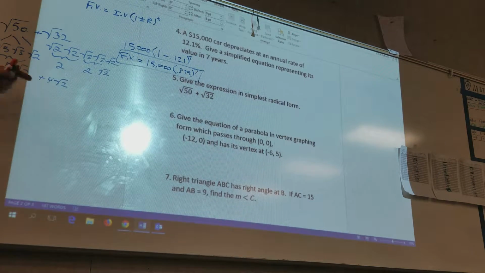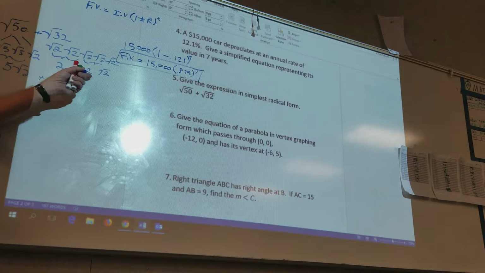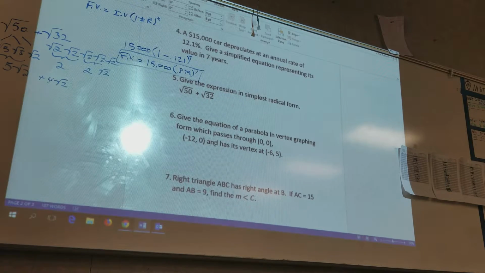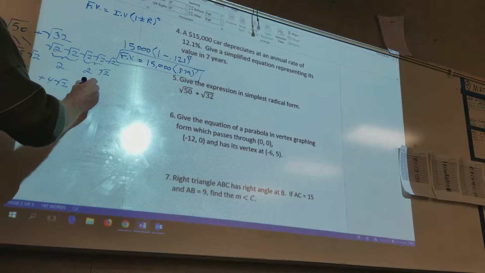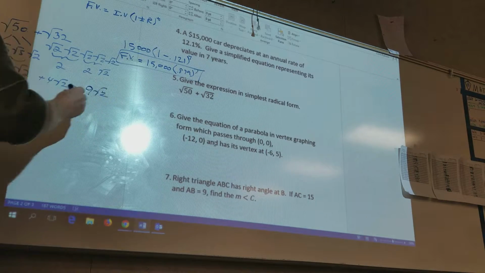Could you also do 4, 4, 2 or not? Right, 16 times 2. Is that 32? Yes, you can do that. And the reason I show it this way is it guarantees if you follow the process, you'll get the lowest result. Got it. All right, so equals 9 root of 2.